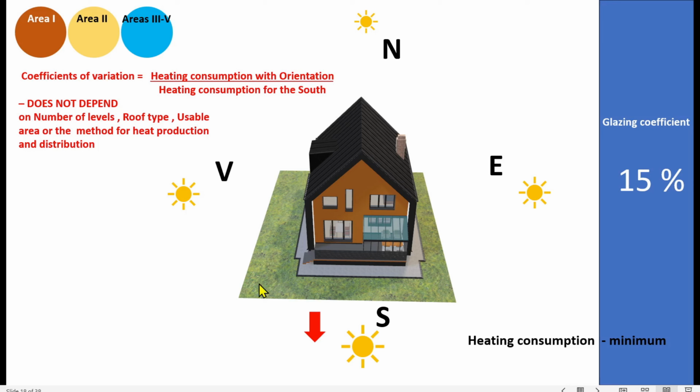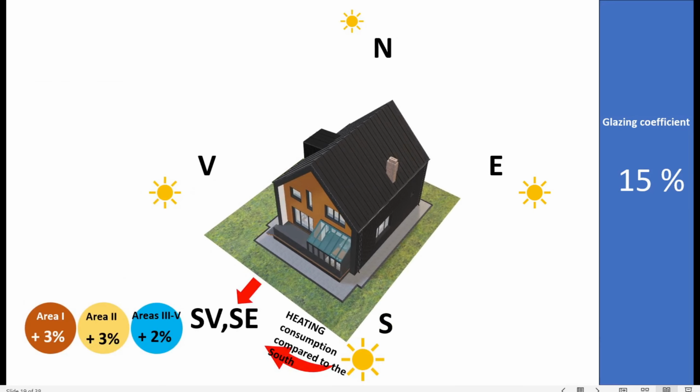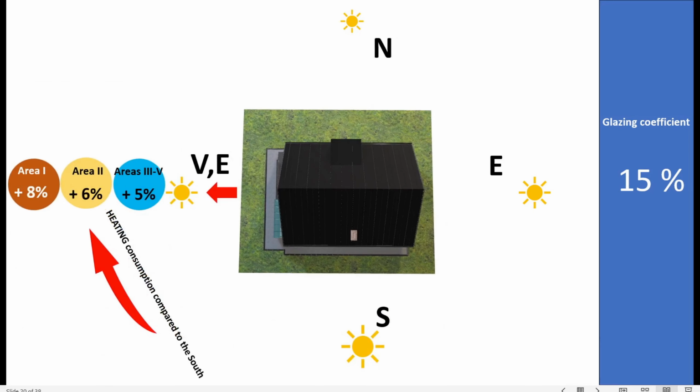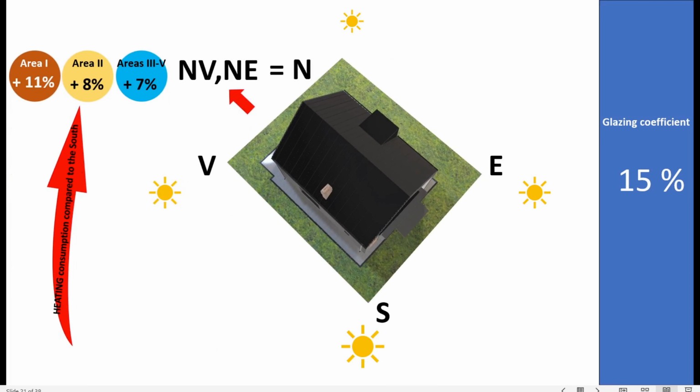The energy consumption for heating depends on the heat losses to the outside and the solar gains. A decrease in solar gains through north orientation will result in an increase in energy consumptions for heating. The northwest, northeast, and north orientation have the same energy consumptions for heating.